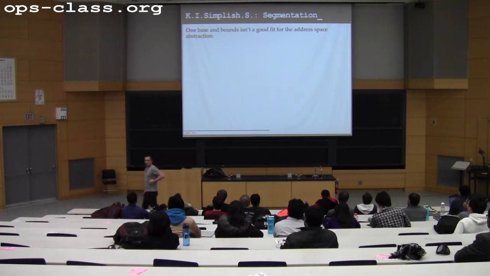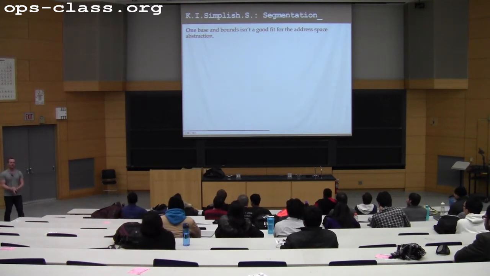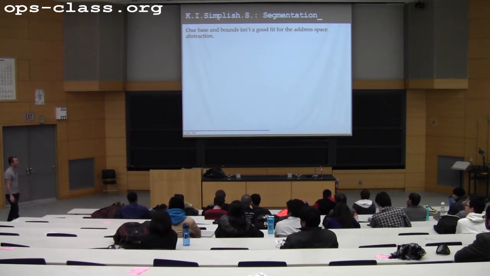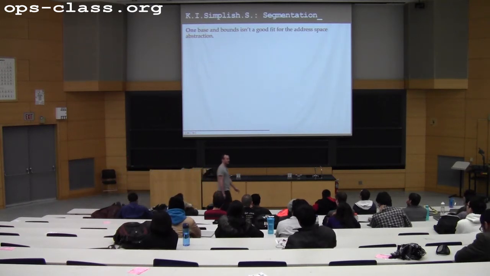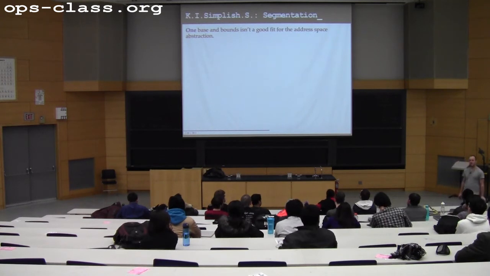Now, one of our other system design principles that we talk about in this class is keep it simple, stupid, or the KISS principle, which I encourage you to apply to all aspects of your life, but particularly whenever you're writing kernel code or any sort of code. So we tried to keep it simple, but that was too simple. Base and bounds sounded awesome, only two things, really simple to think about, but it's not going to work with the address space abstraction. So is there an obvious way to extend this idea to support the address space abstraction? Yeah.